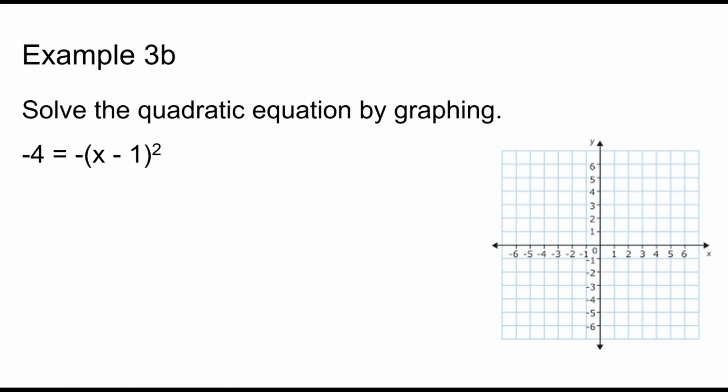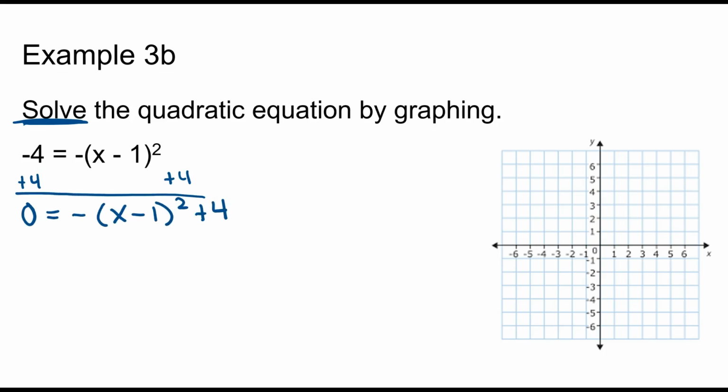Well, here's the problem. We need to get this so that it's set equal to 0, because solve means find the x-intercepts. So we'll add 4 to both sides. And now we get 0 equals negative (x minus 1) squared plus 4. So what kind of form do we have? We have vertex form. So looking at our A term, we can see that the graph is going to point down.